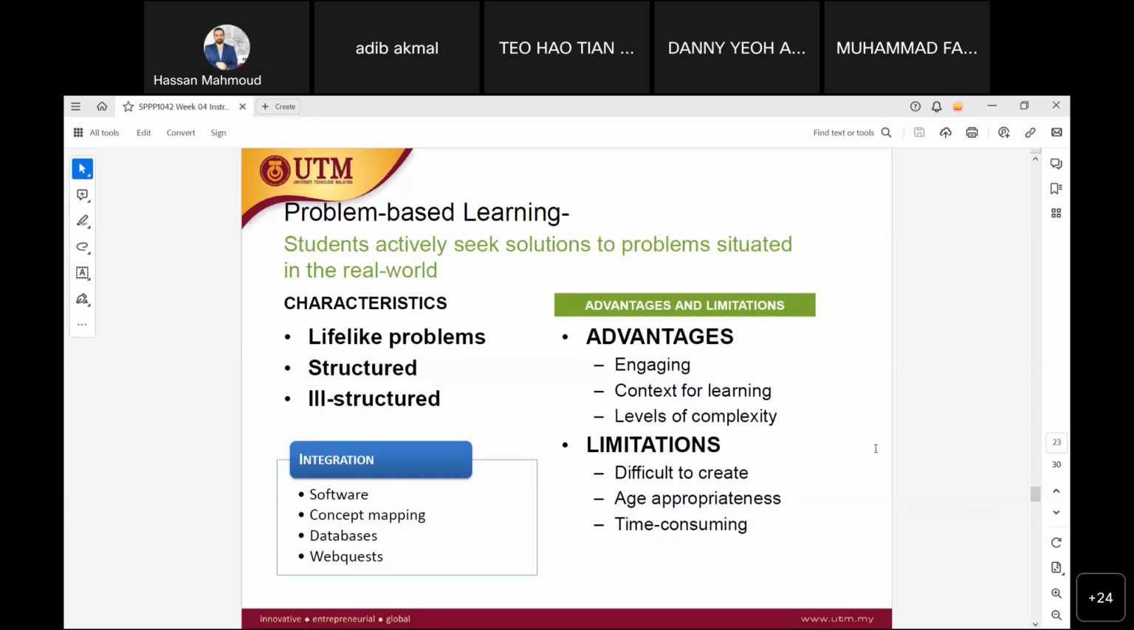What we do in this strategy is we give a real life problem to our students and ask them to find the best way to solve it, right? So this is what I mean by problem-based learning. Students actively seek solutions to problems situated in the real world. Can anyone give me an example of problem-based learning? It's okay, you can write it down in the chat if you are not willing to speak.